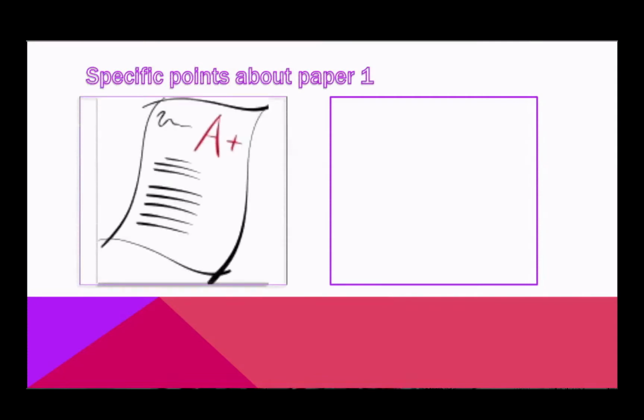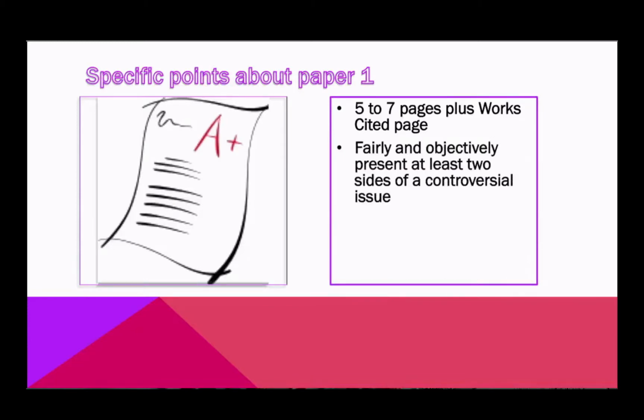Let's talk about some of the specific points for Paper 1. First of all, for your first paper, you're going to write a 5 to 7 page informative paper. The paper must be at least 5 pages long, plus the works cited page. The works cited page is the bibliography in MLA. The paper will completely, fairly, and objectively present at least 2 sides of one of the controversial topics that's listed on the posted assignment sheet.